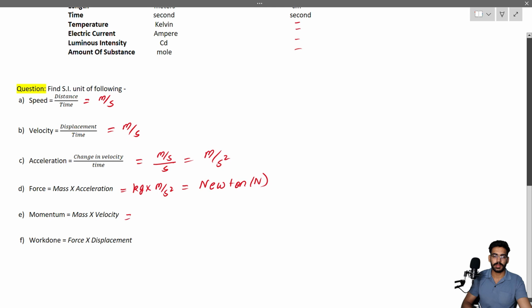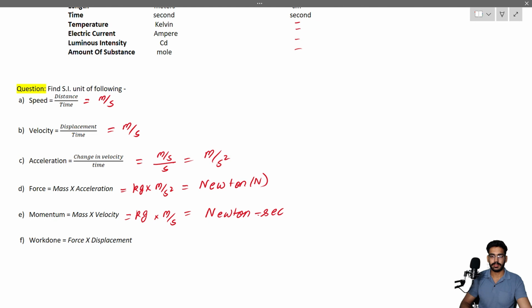Next is momentum, which is mass into velocity. Don't worry about formulas, we are going to check them one by one in the next chapters. Here mass is kg and velocity is meter per second, so this is kg meter per second. Or I can write Newton second, because if you multiply Newton by second, this comes out.